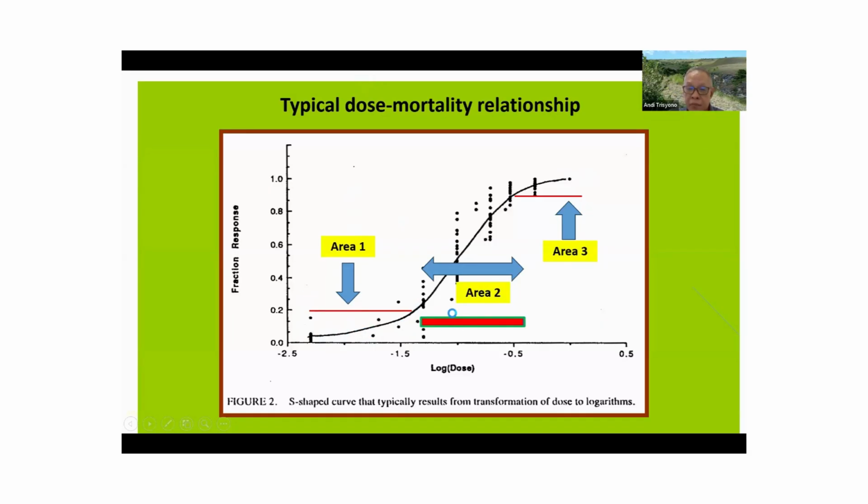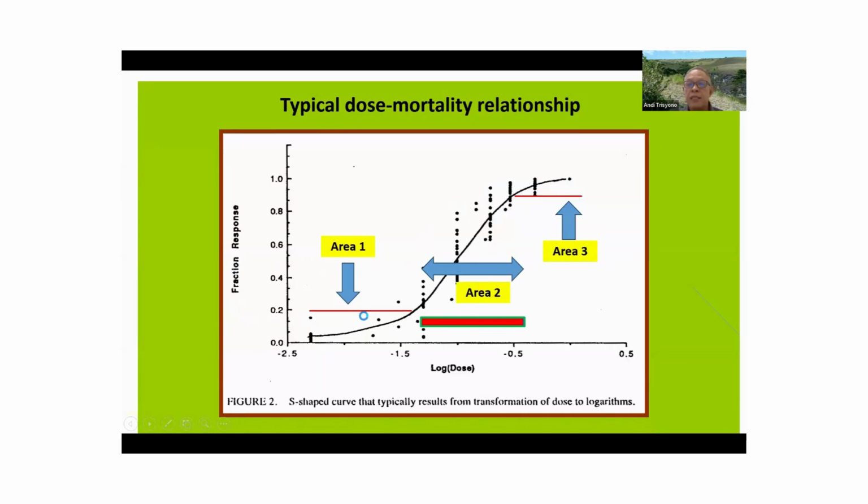If you are working with the same insecticide, but when you are doing the bioassay, you select doses or concentrations that fall into area 2 and also area 3. Because what this sigmoid type of data means is that in area 1, if you increase the concentration of the insecticide with the same increment, with the same unit, the additional mortality that you will have is small here.